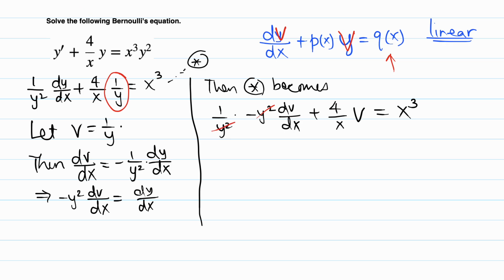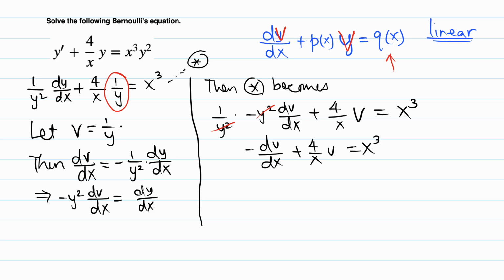I mean, there should not be any y's left. That will be the case as long as we have a Bernoulli. So we got negative dv over dx plus 4 over x v equals x cubed. So this is pretty much in this form now. If I replace y by v, still linear. So this is linear in v with respect to x. Okay, the coefficient is 4 over x, the coefficient is negative 1.